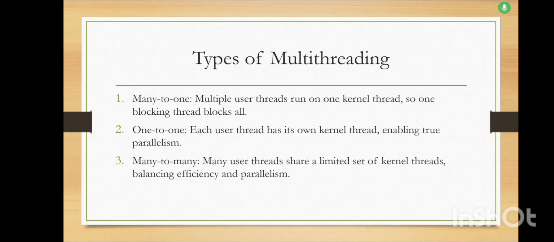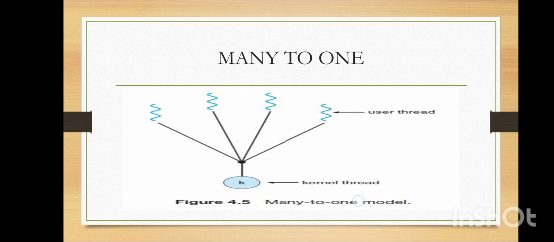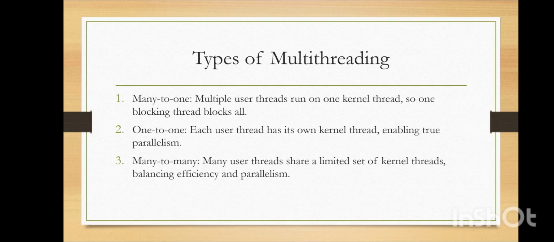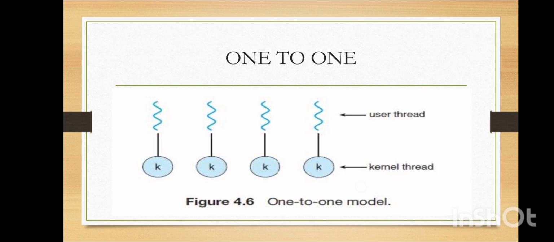Types of multi-threading. We have three models here: many to one, one to one, many to many. Many to one. Many user threads map to one kernel thread. Cheap but blocks easily. This is the figure of many to one. And the next one is one to one. Each user thread has its own kernel thread. Supports parallelism but expensive. This is one to one.